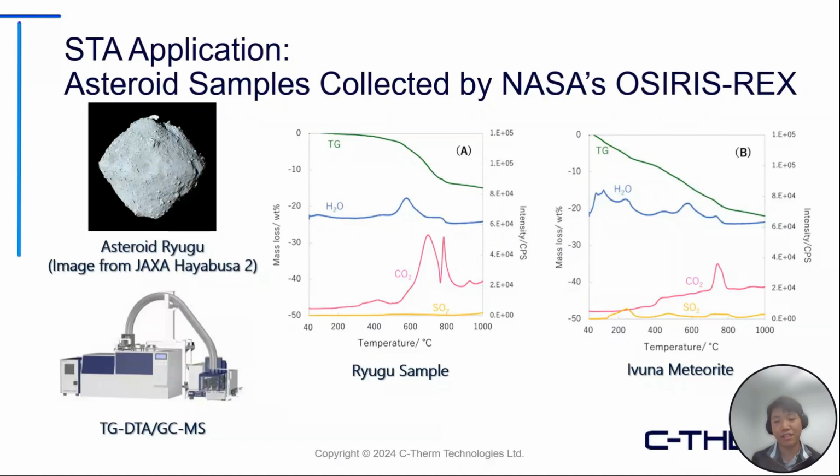So the obtained data was compared with that of Ivuna meteorite, and from that, the researchers were able to determine the oxygen and water composition of the asteroid Ryugu, which allowed for rapid identification of its bulk composition. And there are not many methodologies that were available for characterizing such extraterrestrial materials. So this contributed to rapid characterization of such asteroids.